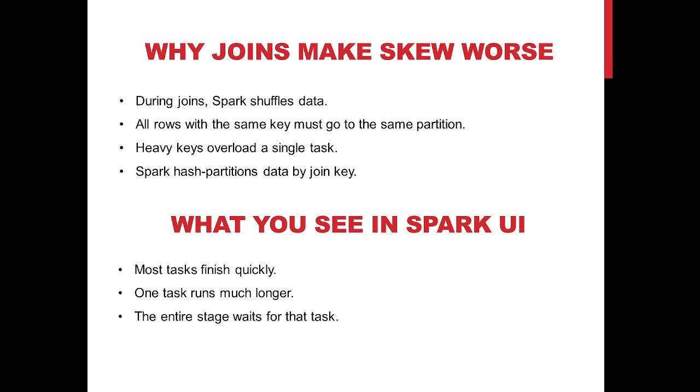Now let's understand with a real world example. Imagine an e-commerce system. Most customers place one or two orders, but one corporate account places millions. So you join orders with customer data. All rows for that corporate ID land in one partition. That partition becomes huge. So other executors finish early and one executor keeps running. This is what skew is.